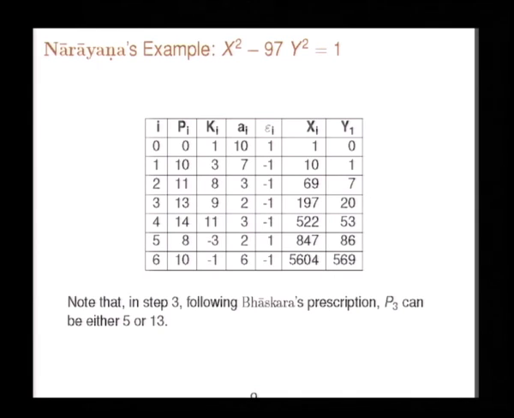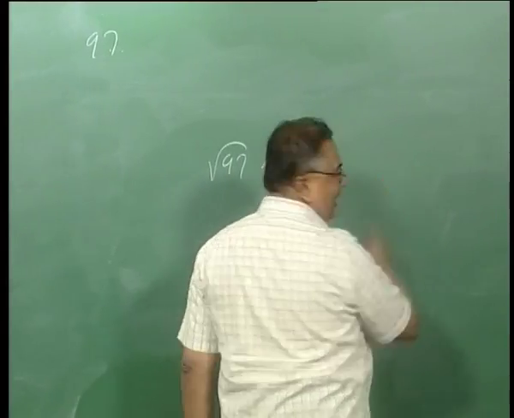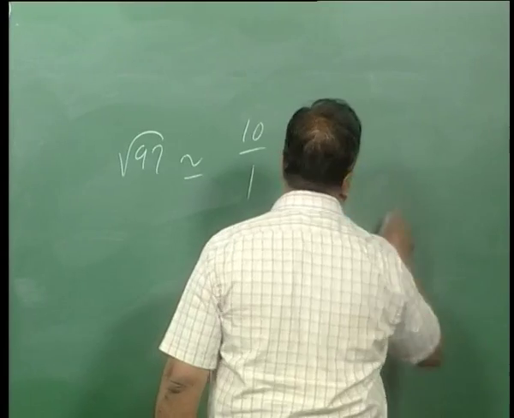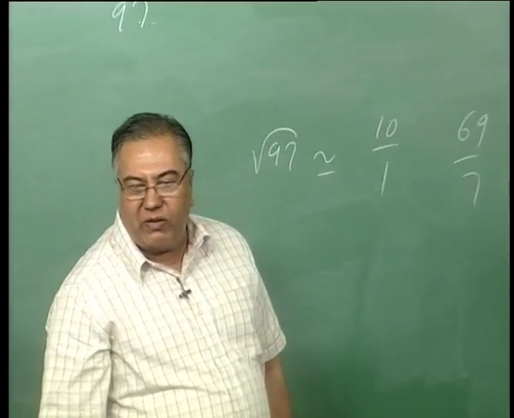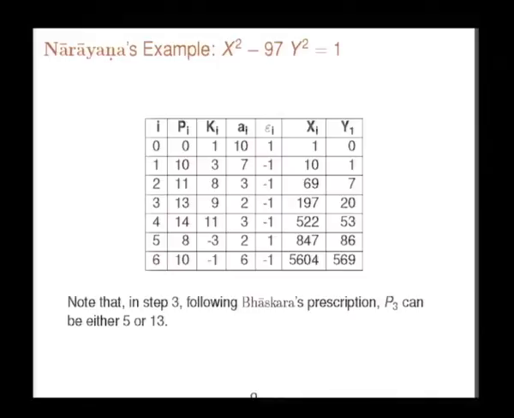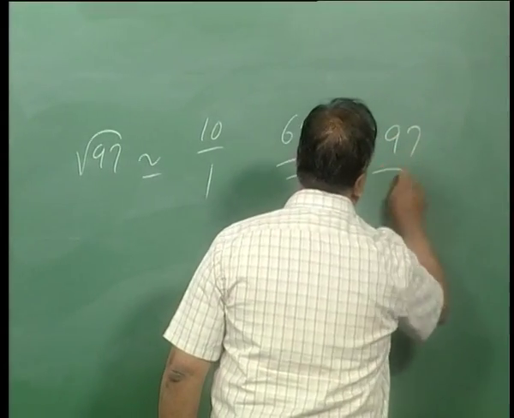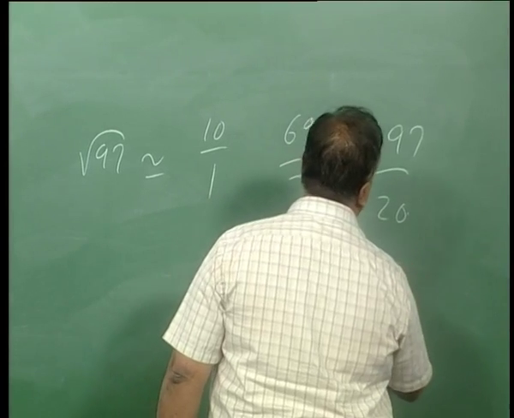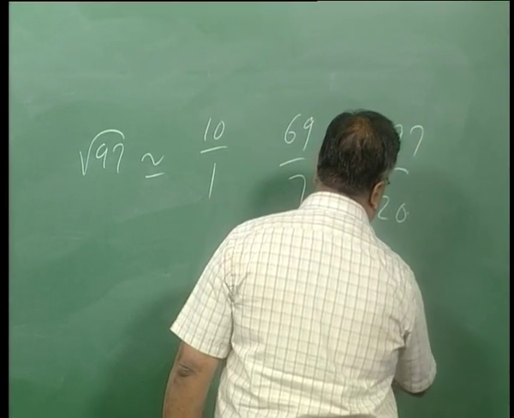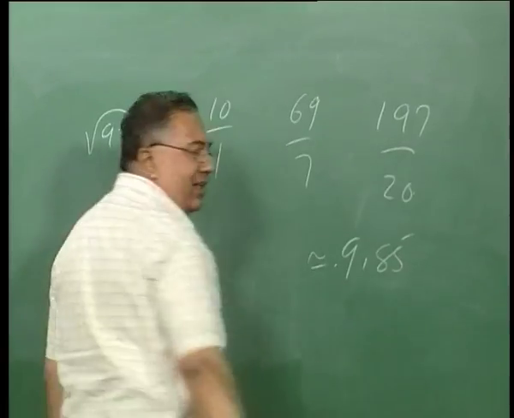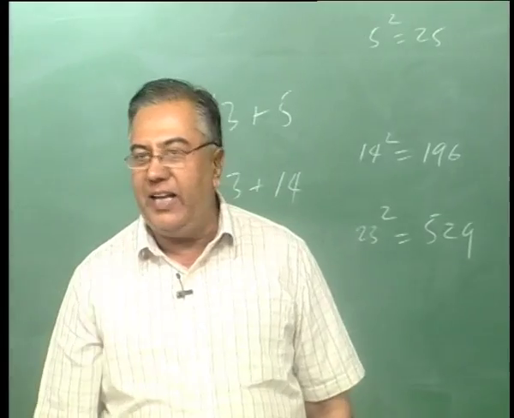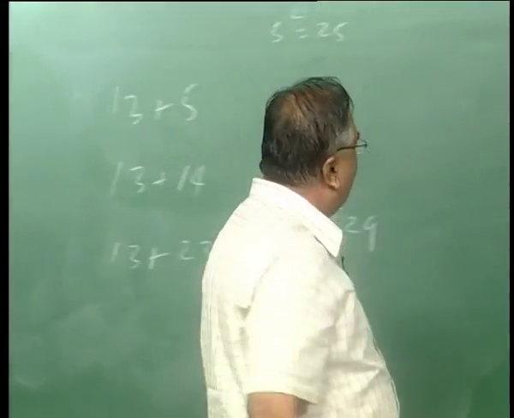various steps are what? 10 by 1. Then the next approximation is 69 by 7. These are all better and better approximations to the square root of 97, it is actually of the order of 9.85, right. Root 97 is of the order of 9.85. Why I am saying this you will understand in a minute.